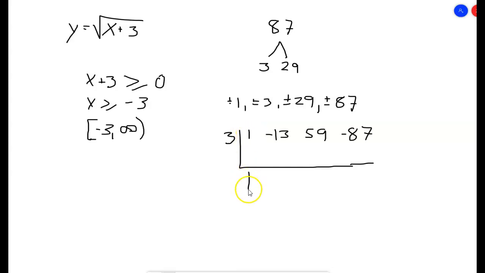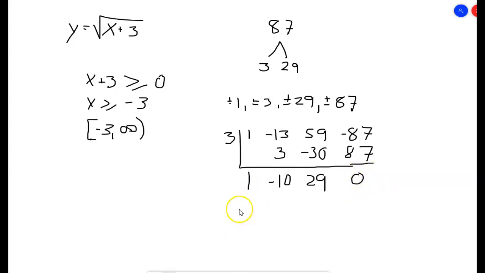So I bring down the 1. 1 times 3 is 3. 3 plus negative 13 is negative 10. Negative 10 times 3 is negative 30. Negative 30 plus 59 is 29. 29 times 3 is 87. And 87 plus negative 87 is sure enough 0.